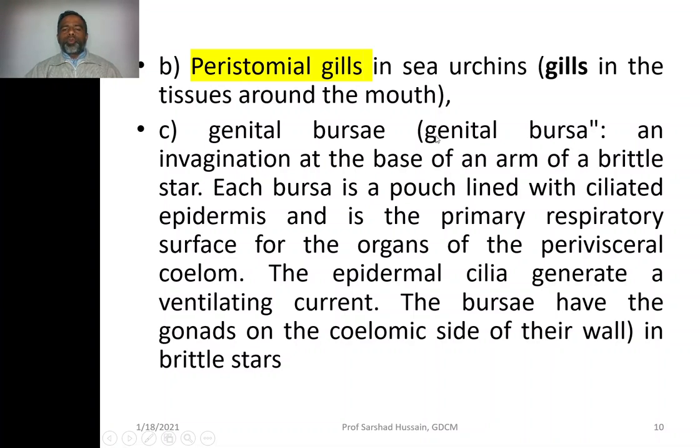So as I have shown you in the previous slide, the organism has arms. At the base of the arm, they have an invagination. This invagination has the ciliated cells of the epidermis. So by beating of the cilia, the water current will be regulated through this depression or invagination. As a result, oxygen will be diffused inside the body and the carbon dioxide will be taken out from the body. So the epidermal cilia generate a ventilating current. Why are they called genital bursae? Because the bursae have the gonads on the coelomic side of their wall. So that is why they are called genital bursae, because of their location.